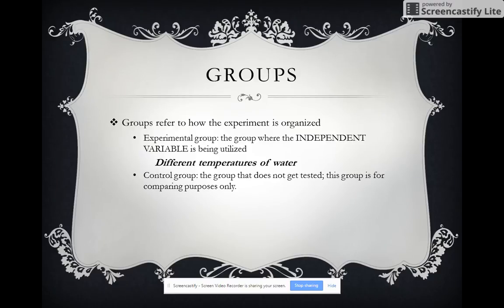The control group is only for comparing purposes only, and this is going to be based on our research. Here, I set the temperature only at 100 degrees Celsius because water starts to boil at 100 degrees Celsius.